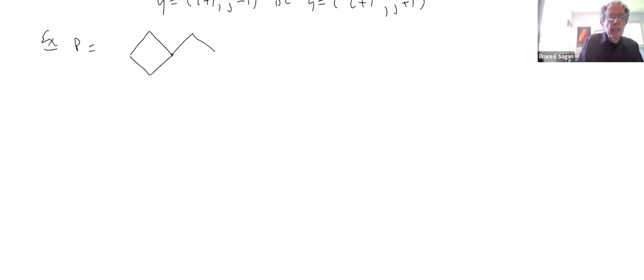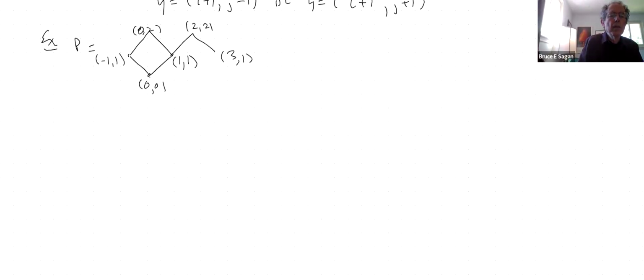So if we start at the origin here, then we would go up here to (1,1), up here to (2,2), and then finally here to (3,1). Or we could go the other way. We could go to (-1,1), and then this would be (0,2) at the top. Okay, everybody see that this is a row and column poset? Questions about this example?